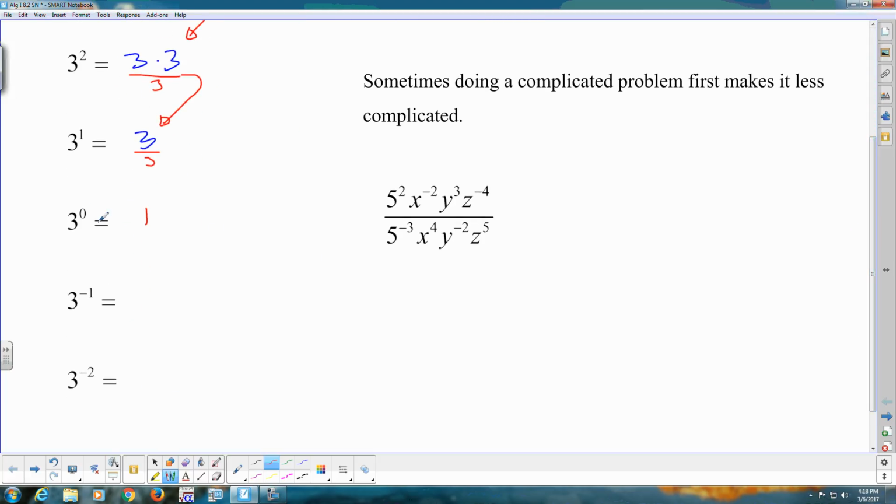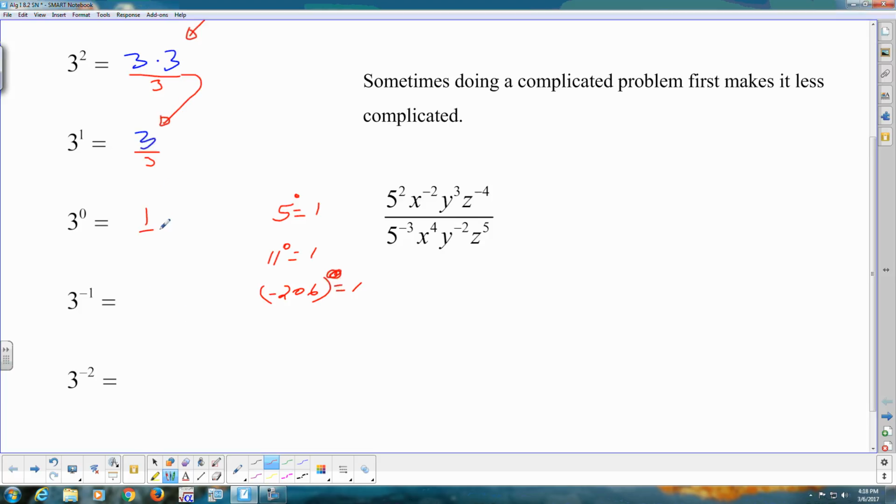3 to the 0 is worth 1. Turns out, in fact, 5 to the 0 is worth 1. 11 to the 0 is worth 1. Negative 206 to the 0 is worth 1. Anything to the 0, and there is one exception, is worth 1. And I'll talk about that exception later.